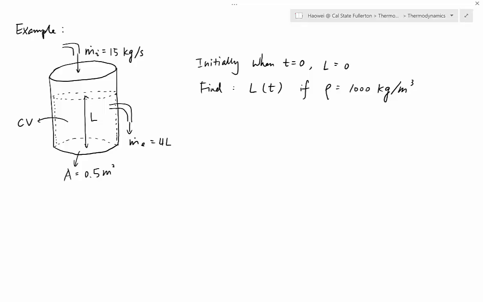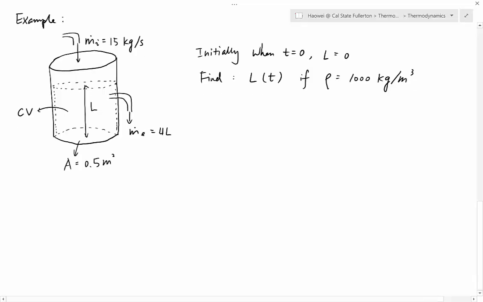If the liquid has a height of L, then the mass flow rate m dot E leaving will be 4 times L. Okay, and the cross-sectional area of the cylinder is A equal to 0.5 meters squared. And then our control volume, the system, is the liquid itself. Initially, when time is equal to 0, the height of the liquid inside the container L is equal to 0. And we want to find out the height L of the liquid as a function of time if the density of the fluid rho is equal to 1000 kilograms per meter cubed.